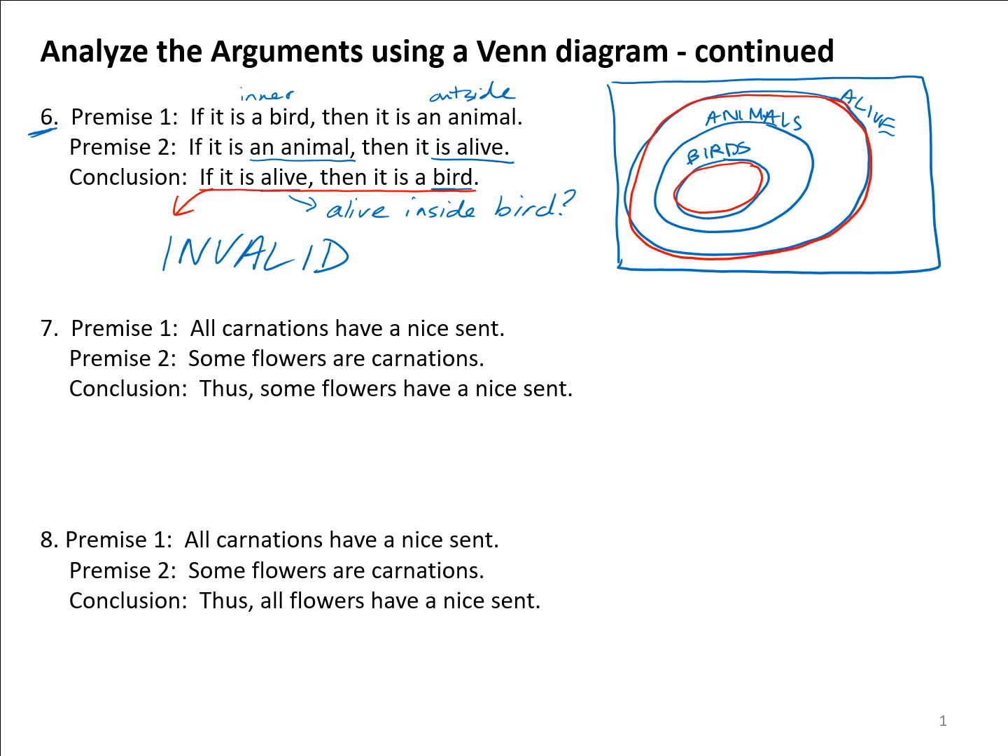I have two more examples on this slide. They both coincidentally have the same two premises. So problem 6 and problem 8, same premises. So I'm just going to use one picture to demonstrate for both of these.